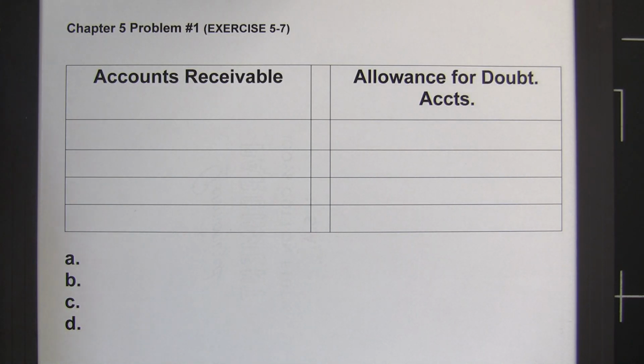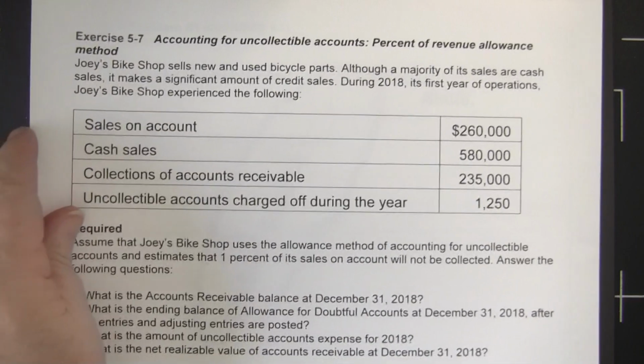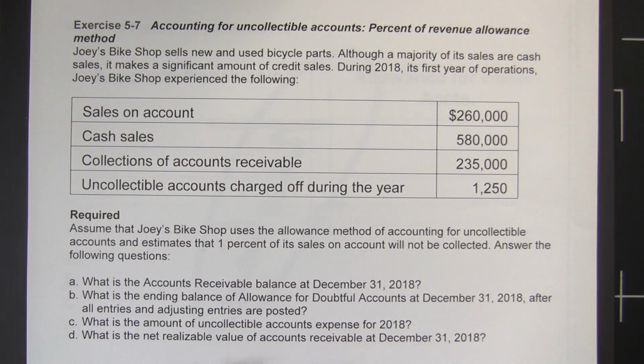Chapter 5, Problem 1 is probably the most chock full of accounting babble problem you'll ever have to deal with. So let's go through and start wading through it. So put on your boots, we're going to start wading through all this BS. So here's the story. We're looking at a company called Joey's Bike Shop.